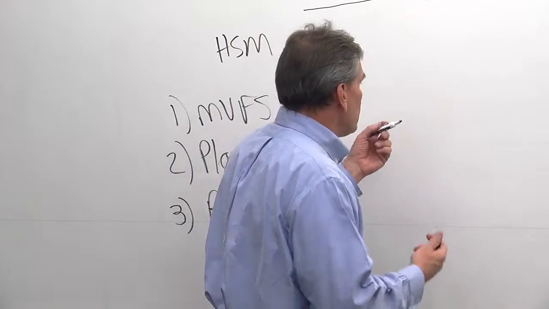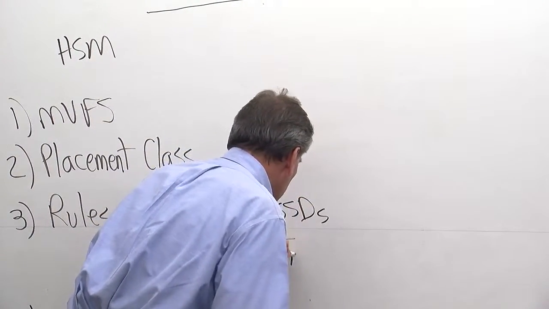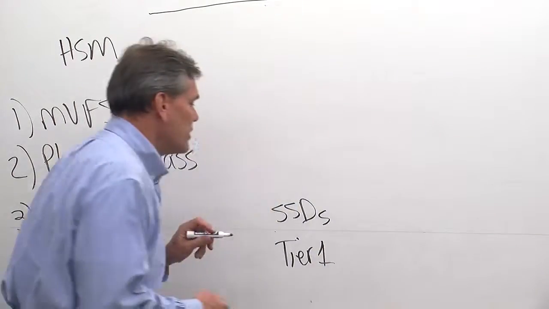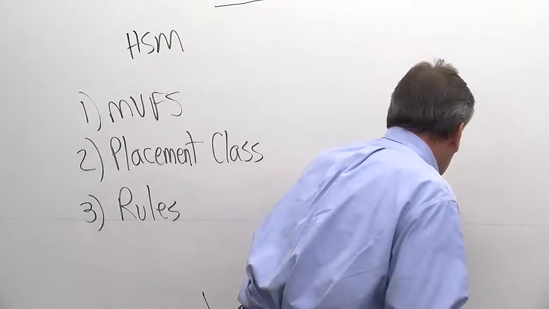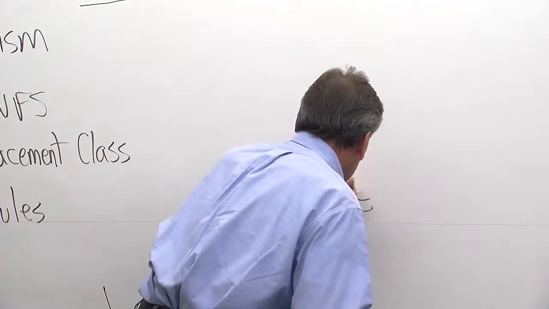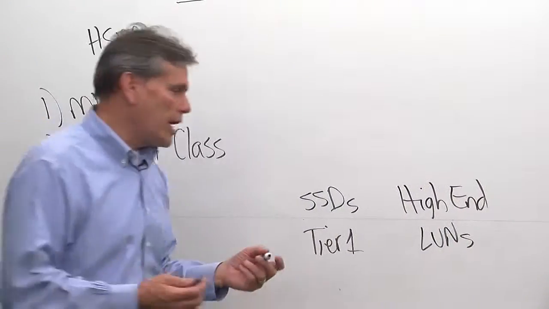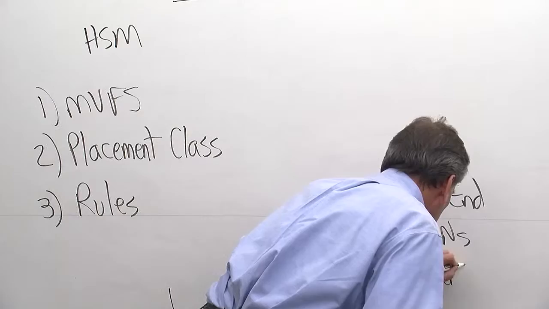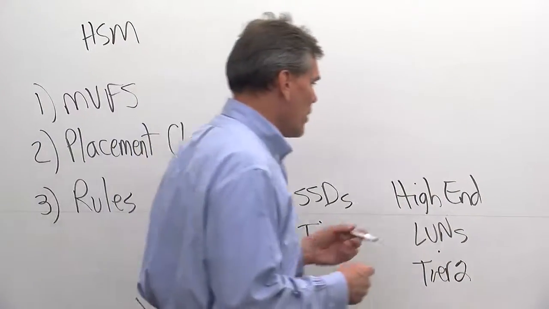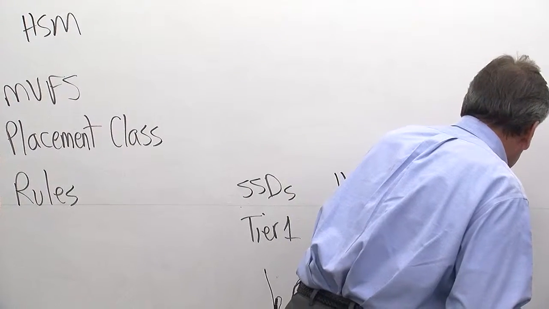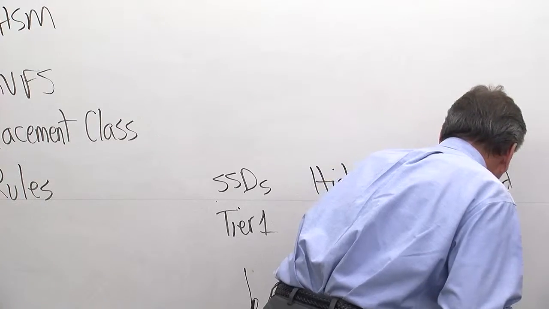So let's say we have a typical scenario and we've got some solid state devices, and maybe that's classified as our tier 1, our really high performing. And then let's say we have some LUNs from a high-end array, and we'll say that's our tier 2 because we can get some performance as well as high availability there. And then let's say we have some LUNs from a low-end array, and we'll call that tier 3.